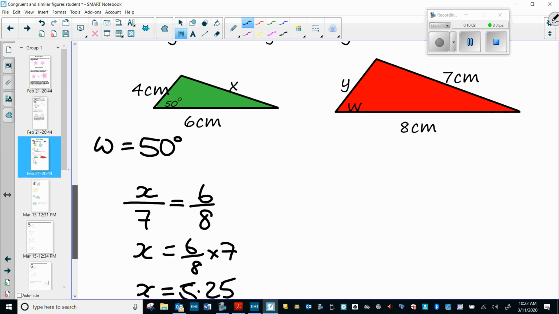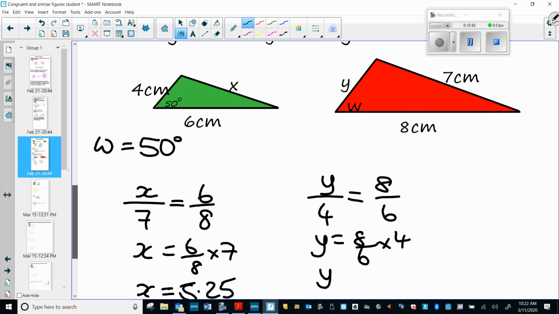Similarly, we're going to do y. So y over what? 4 is equal to, be careful, yes, Alexis, 8 over 6. Now, I just want to make sure that you're all comfortable with this. So this one, I had it was equal to 6 over 8. Okay, so I started with my 6 because the x was on the same triangle as the 6. For this one, I'm starting with my 8 because the 8 is on the same triangle as the y. Yes? So y is equal to 8 over 6 multiplied by 4, which is 5.3 recurring.